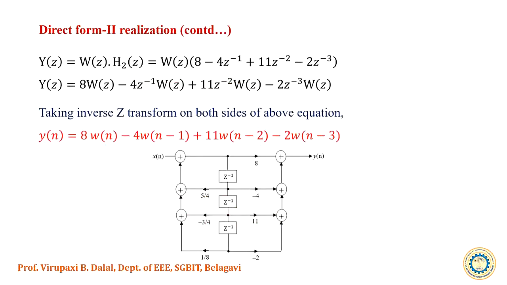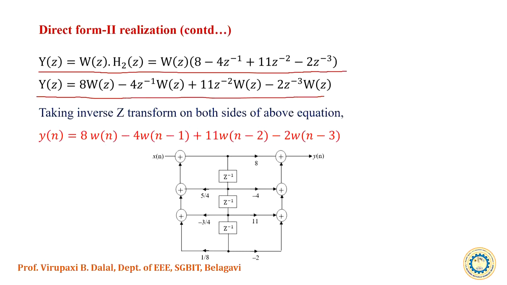Similarly, H2 of z represents the zeros of the transfer function. We can write Y of z is equal to W of z multiplied with H2 of z. H2 of z is the zeros of the transfer function, that is 8 minus 4 z inverse plus 11 z raised to minus 2 minus 2 z raised to minus 3. Simplifying, we'll get Y of z is equal to 8 W of z minus 4 z inverse W of z plus 11 z raised to minus 2 W of z minus 2 z raised to minus 3 W of z.